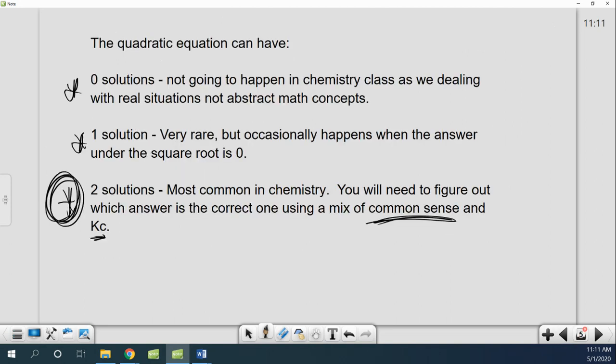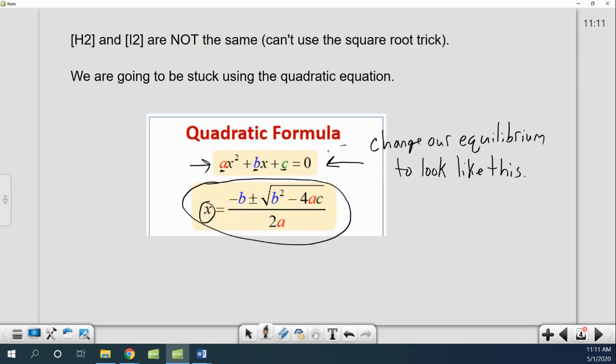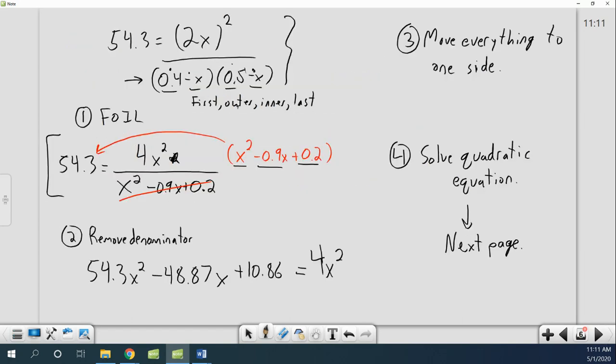So we're getting real close now. Remember, we have to make it look like this here. We've got no fractions, so we're getting close. All I need to do is get a 0 on one side. So step 3 up here: move everything to one side.